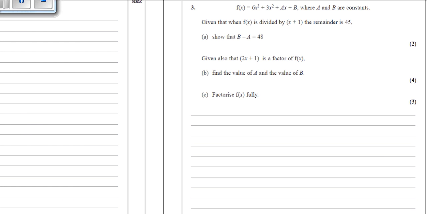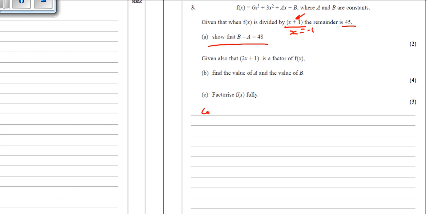Right, so now exactly the same thing. Given that when f of x is divided by x plus 1, the remainder is 45. So it's kind of reverse, but it's the same question. We're saying that when we substitute in x equals minus 1, the thing that makes this bracket 0, we get it equal to 45. And then we show that b minus a equals 48. So that's what we need to arrive at.